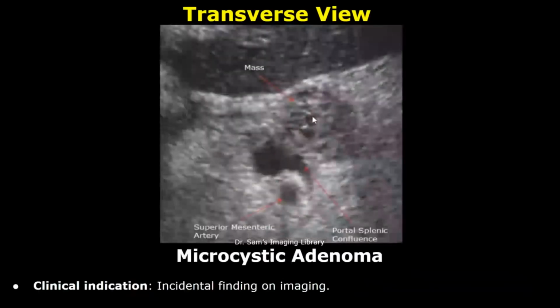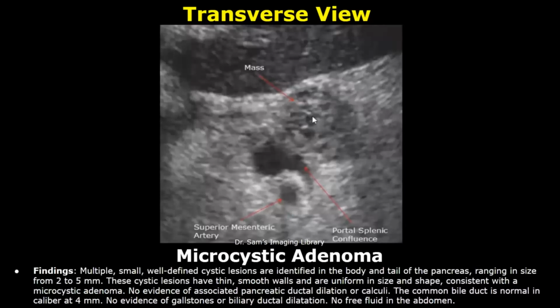A microcystic adenoma can also be an incidental finding on imaging. Its findings include multiple small, well-defined cystic lesions which can range from 2 to 5 millimeters. These cystic lesions have thin, smooth walls and are uniform in size and shape. These findings are consistent with a microcystic adenoma.